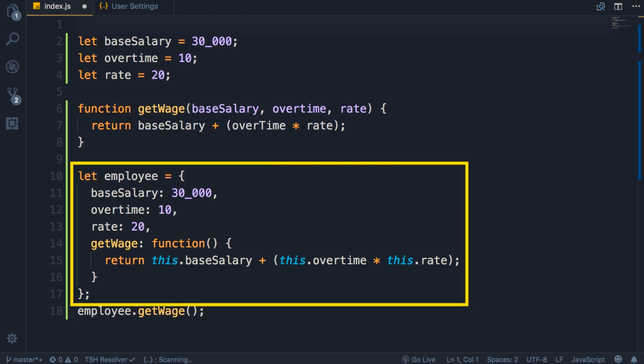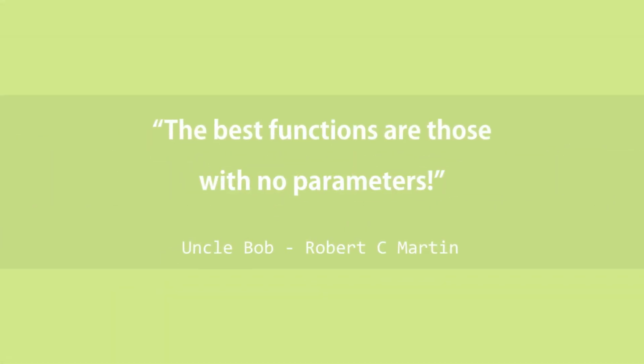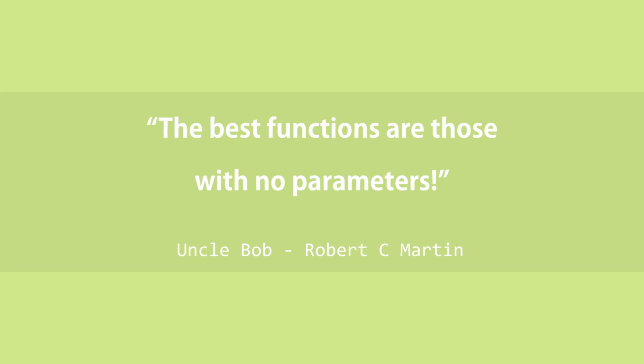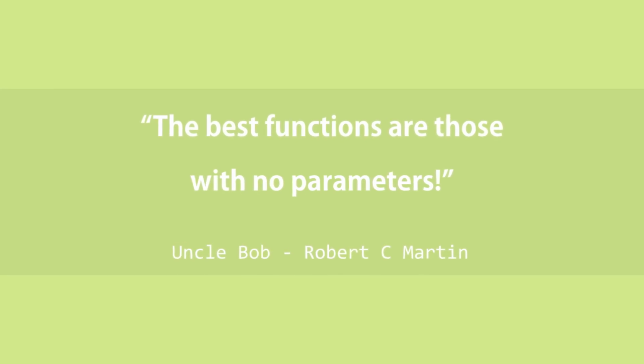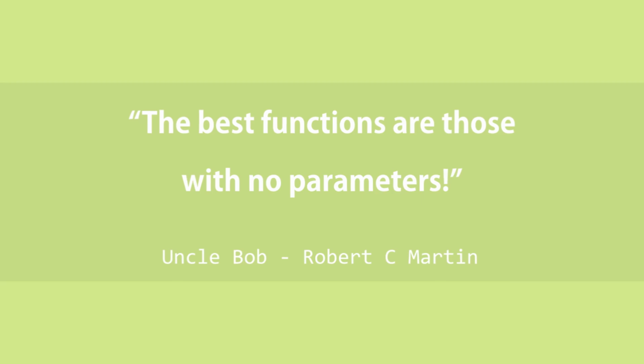All these properties and the getWage function, they are highly related, so they are part of one unit. So one of the symptoms of procedural code is functions with so many parameters. When you write code in an object-oriented way, your functions end up having fewer and fewer parameters. As Uncle Bob says, the best functions are those with no parameters. The fewer the number of parameters, the easier it is to use and maintain that function. So that's encapsulation.